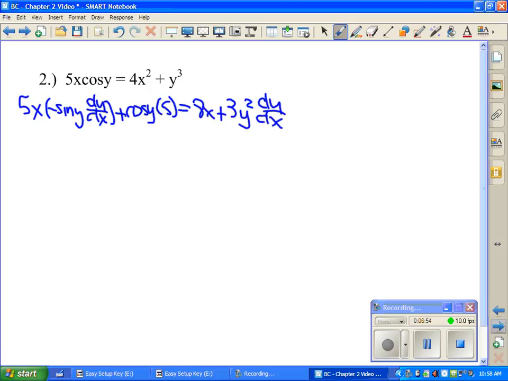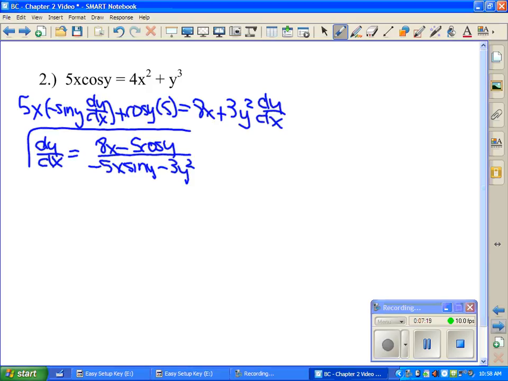And then you had to solve for dy/dx, so you move terms around and then factor to solve for dy/dx. So dy/dx is going to equal 8x minus 5 cosine y all over negative 5x sine y minus 3y squared. So subtracted the 5 cosine y to the right, subtracted 3y squared to the left, and did some factoring, and then solved it out. So that is dy/dx.